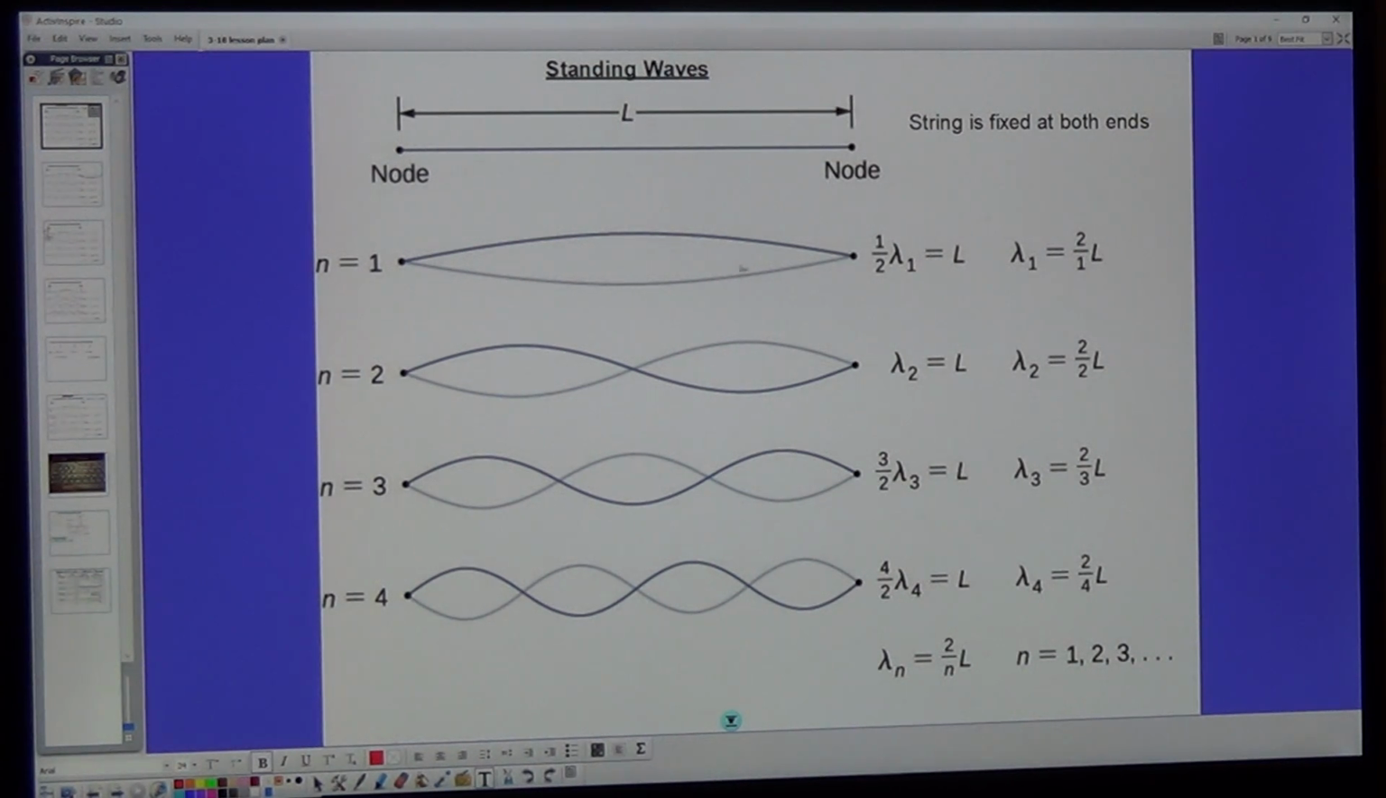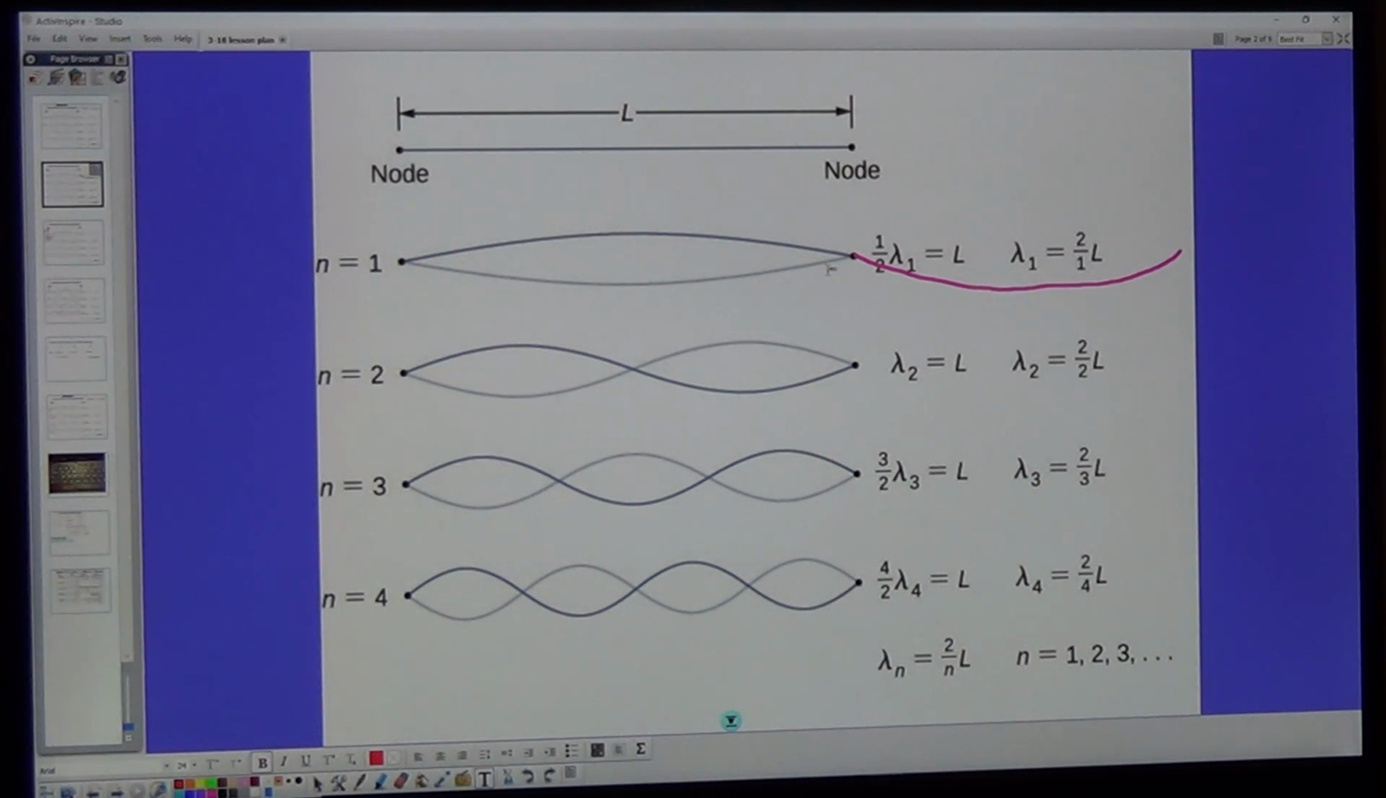In other words, this is the length of the string from edge to edge. Well, that is just one half of a wave. You actually have to go twice the length of the string in order to get an entire wavelength, which is what you see here. So this is twice the length of the string to get a full wavelength. Now that's at the lowest frequency.